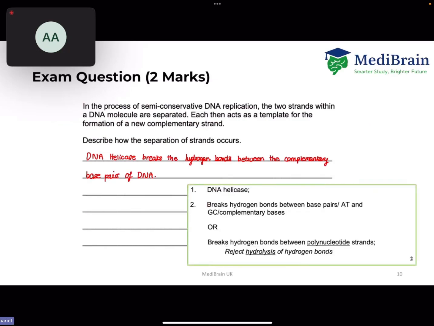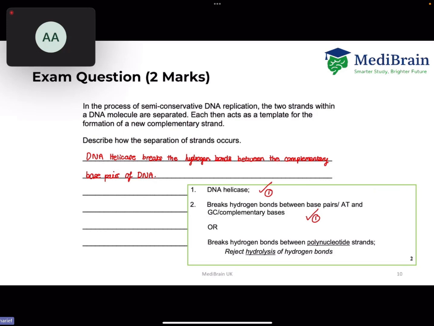And if I show you the mark scheme, it says DNA helicase, that's 1 mark. And then it says breaks the hydrogen bonds between base pairs or complementary bases. That's also 1 mark. Okay, and I've literally got 2 marks by just writing one sentence because that's the one I've told you to memorize. DNA helicase breaks the hydrogen bonds between the complementary base pairs of DNA.